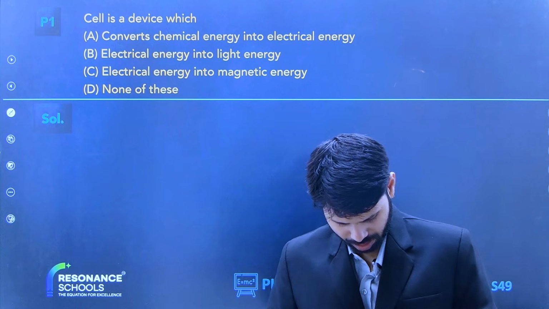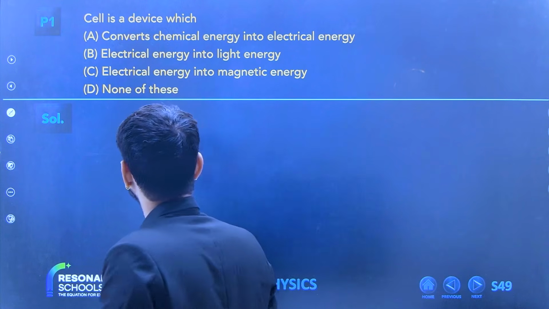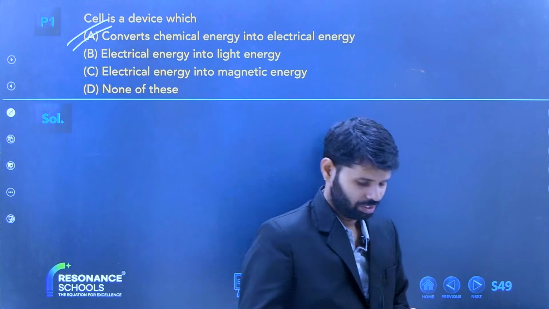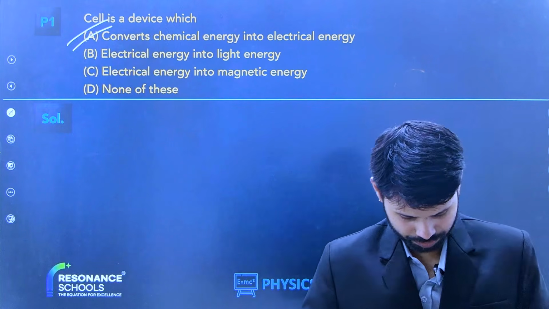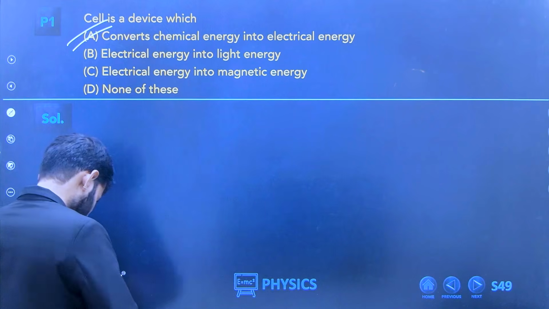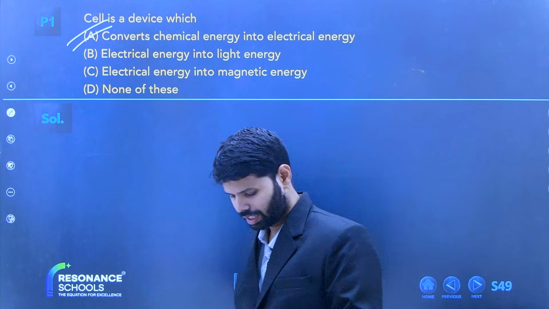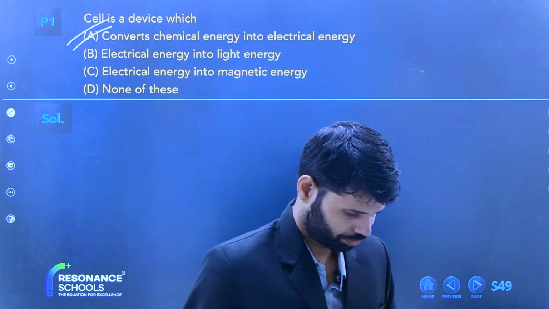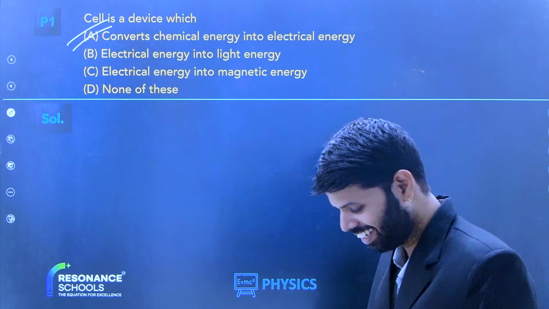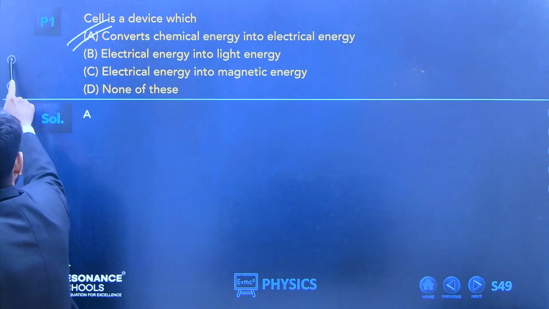Someone is saying A, B, D, someone saying D also, no? Okay, what is the answer now? Finally, the cell is a device which converts chemical energy into electrical energy. Done, very easy. First question, first answer. We will move to the next question. But does anyone have any doubt in this? I think this is very easy. There should be no doubt. Can I move to the next question? Easy peasy, lemon squeezy. Okay, next question. So the answer is A only.